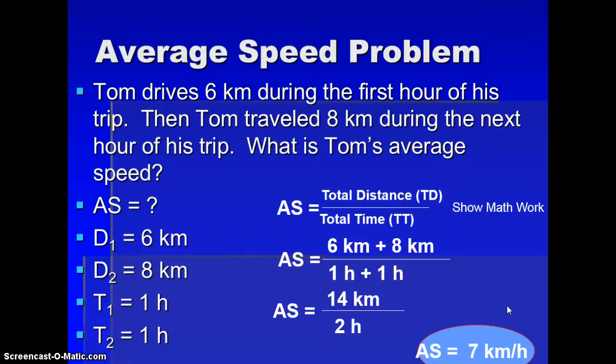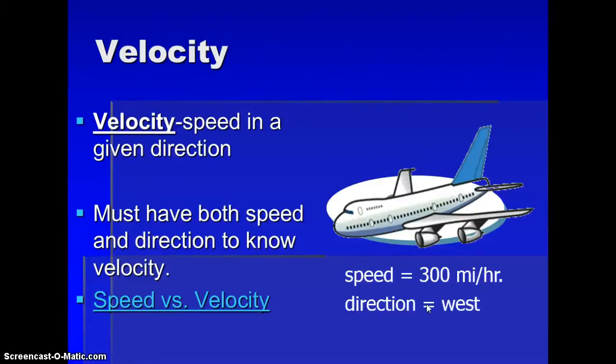So really the only difference with average speed is I'm going to give you more than one distance and more than one time. And you just got to total them up first before you divide. That's really the only difference. For most of my problems, you'll see probably 2 distances 2 times or 3 distances 3 times at the most. Okay? All right, moving on to velocity.